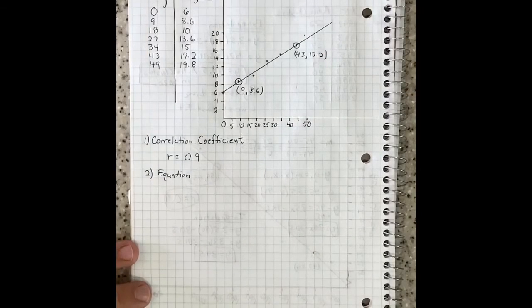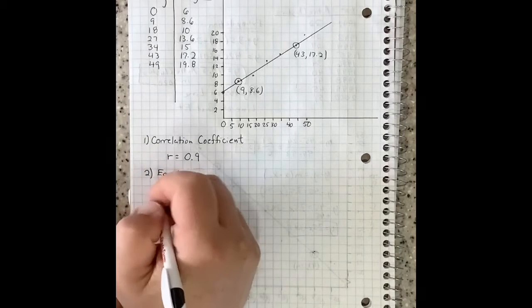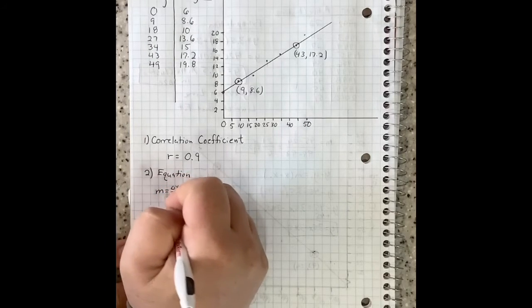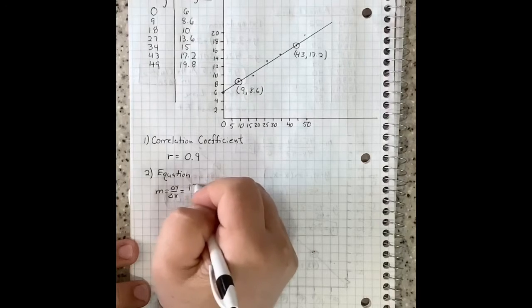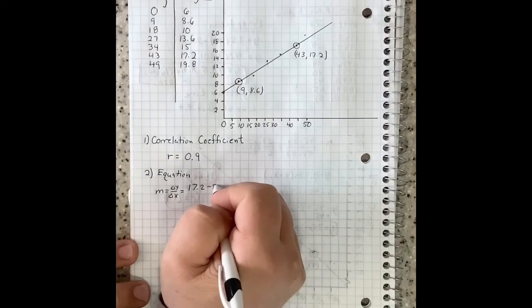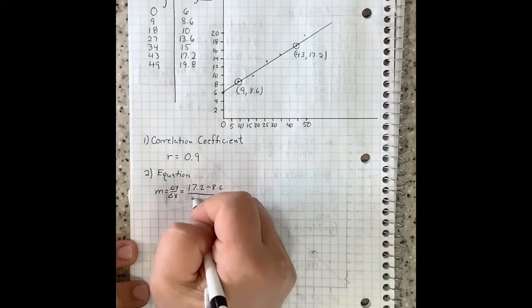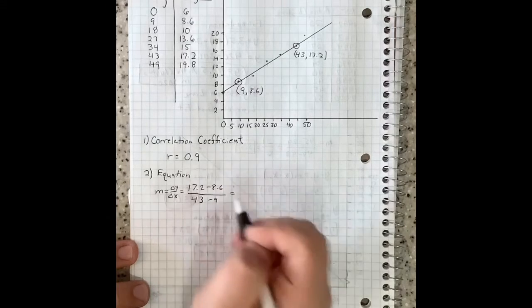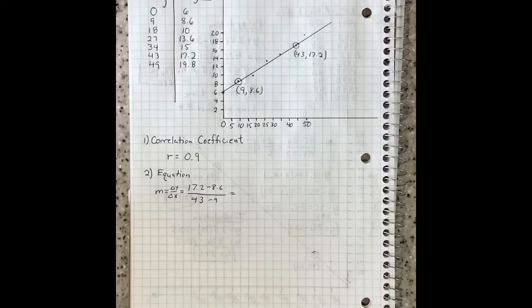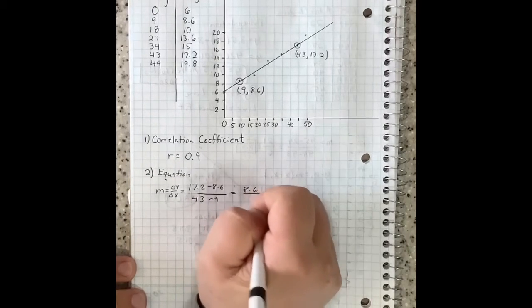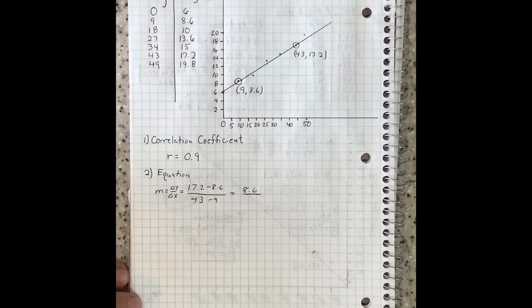All right, so now we're going to come up with the equation. Whenever we get the equation, the first thing that we have to do is find the slope. So slope equals change in y over change in x. So I'm going to go 17.2 minus 8.6 over 43 minus 9. So 17.2 minus 8.6 is exactly 8.6. And then 43 minus 9 is 34.